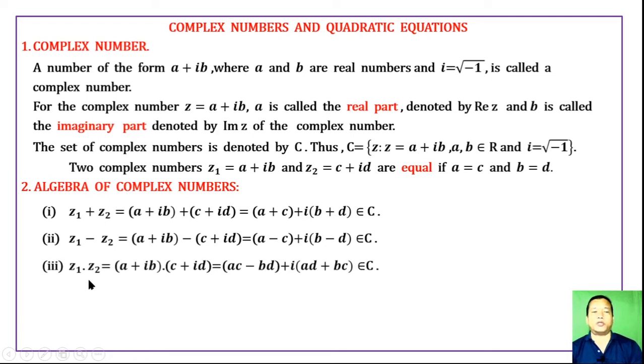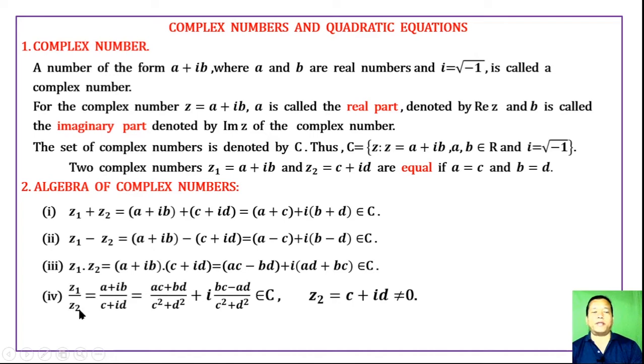3. Z1 into Z2. Z1 is represented by a plus ib, Z2 is c plus id. Actual multiply tarabadi we get new real part to ac minus bd plus i times of ad plus bc, which is also in the form of a plus ib. Therefore, this new number belongs to C, the set of complex numbers, from which we learn that product of two complex numbers is again a complex number.